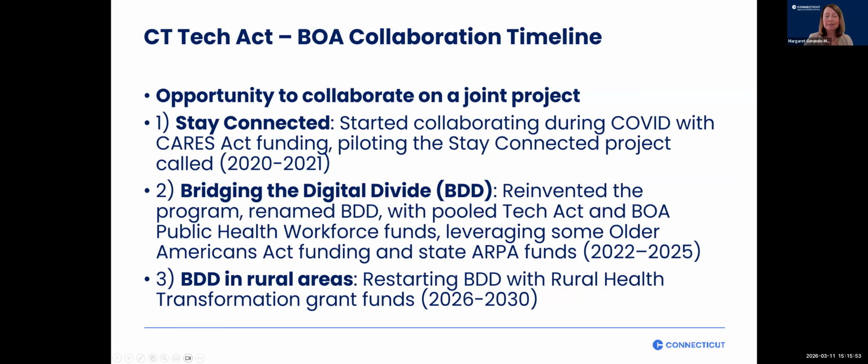The Connecticut Tech Act had some funds, the Bureau of Aging had some funds. We decided to pool them and also leverage some Older Americans Act admin funds to make a new project. Really, pooling our funds was the only way we felt like we could have a meaningful project, because we each couldn't do it on our own. So we called this new project Bridging the Digital Divide. Once the funding ended in 2025, we kept looking for ways to sustain the project. Our next few slides have some details on each phase of this joint project, including our newest phase. Next slide, please.